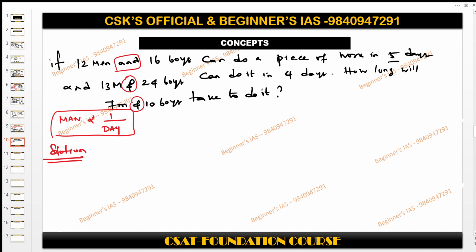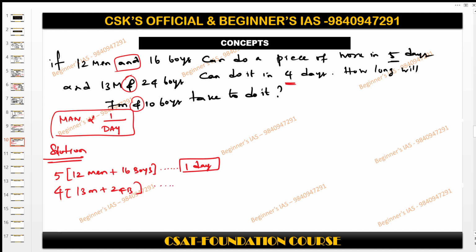Okay. So therefore, what you need to do to calculate the 1 day, this much of people has to do 5 days work here. So therefore, 12 men plus 16 boys can do the piece of work in 5 days, so 5 into 12 men plus 5 into 16 boys can do your piece of work in 1 day. Please remember this is very important. Then 4 into 13 men plus 24 boys can do the piece of work in 1 day.